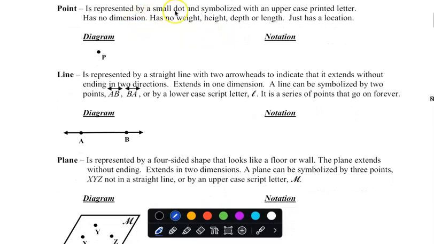A point is represented by a small dot symbolized by an uppercase printed letter, has no dimension. So it's just like a point. We're saying this is that point there. It has no width, length, or depth. But we're saying, this is where we're standing. Like this is our location right there, P. So how do you write it? You just write point P if you want to, or you just write P. So if I see just a big capital letter, I think that's a point. Or you just say point P.